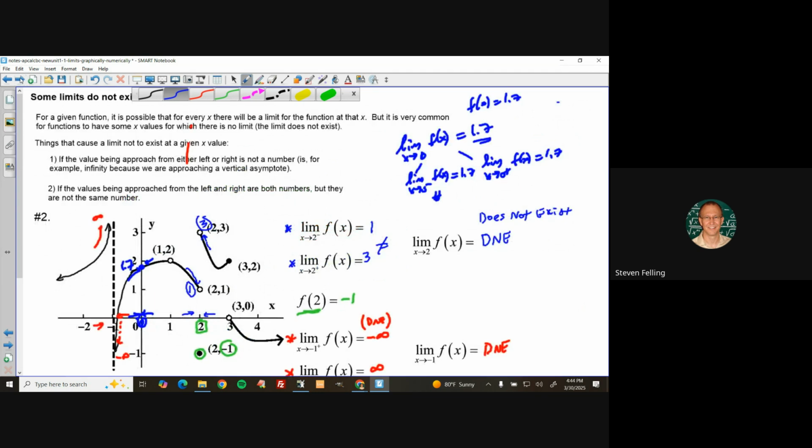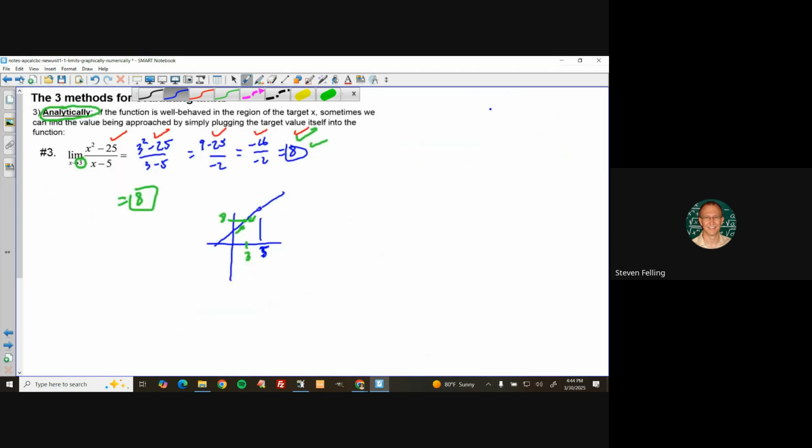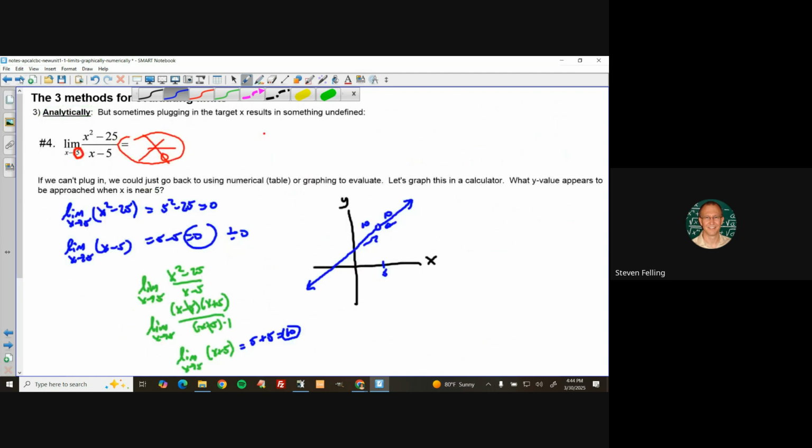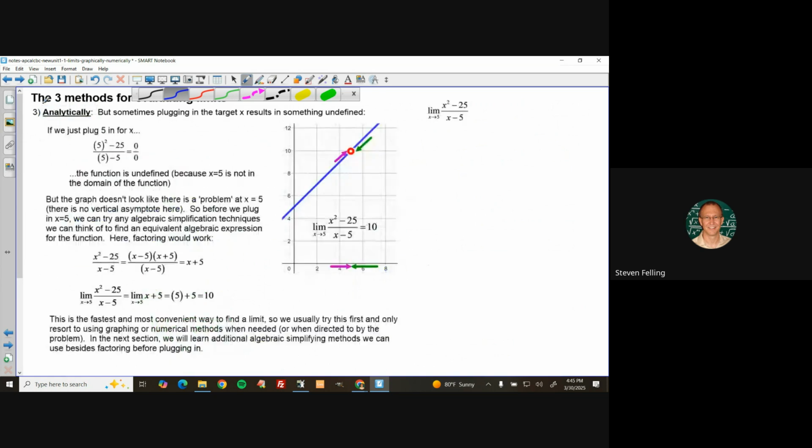But the other way to find that 10, besides having to resort to a table, is if you can factor and cancel out the part that's dividing by 0, then you can plug the 5 into the resulting equivalent algebraic expression, and that is another way to get the limit. That is called evaluating the limit analytically, using just algebra to analyze the function. Okay, so this is the fastest and most convenient way to find a limit, so we usually try this first.